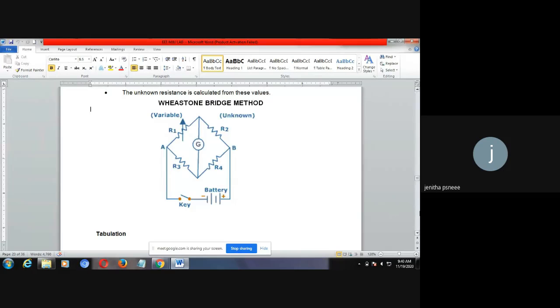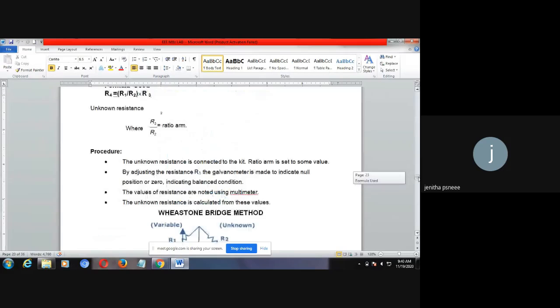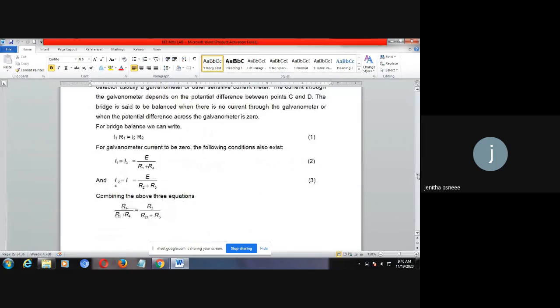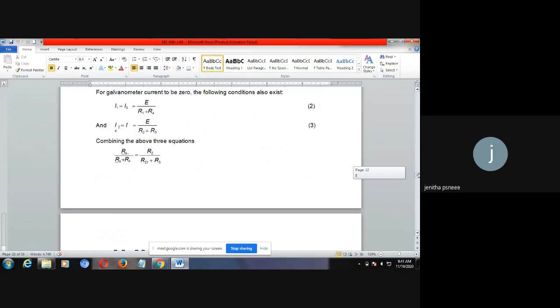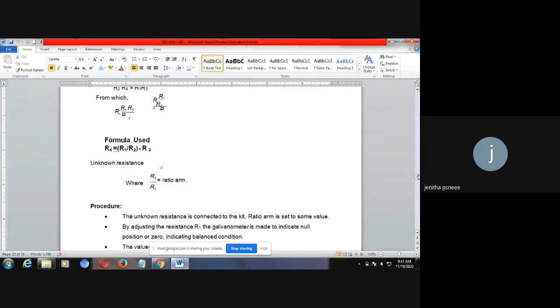First we can see the balancing condition. We already derived the equations in the theory part. How will you derive the bridge balance condition? It is derived using a condition. What is the condition? See here, I1 R1 equals I2 R2. That is the bridge balancing condition for this Wheatstone's bridge. According to the bridge balancing condition, you derive the equations. We already saw this in the theory part.